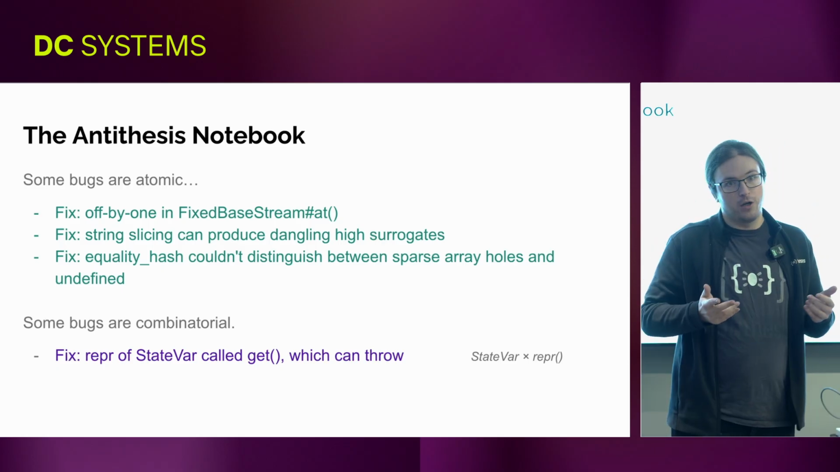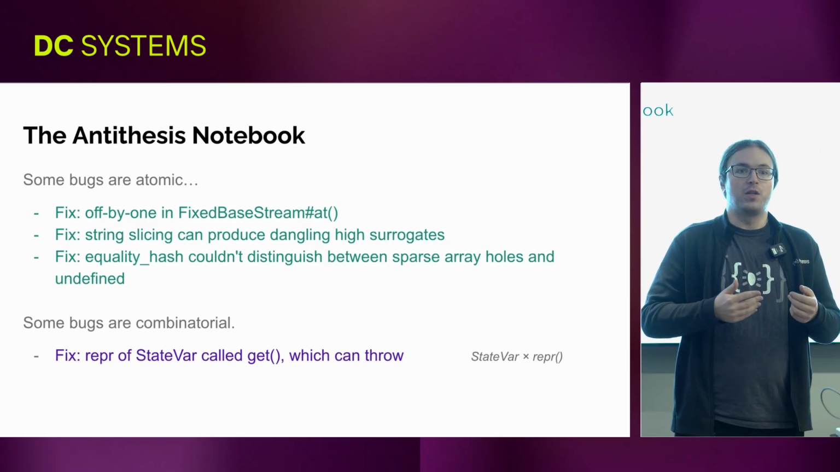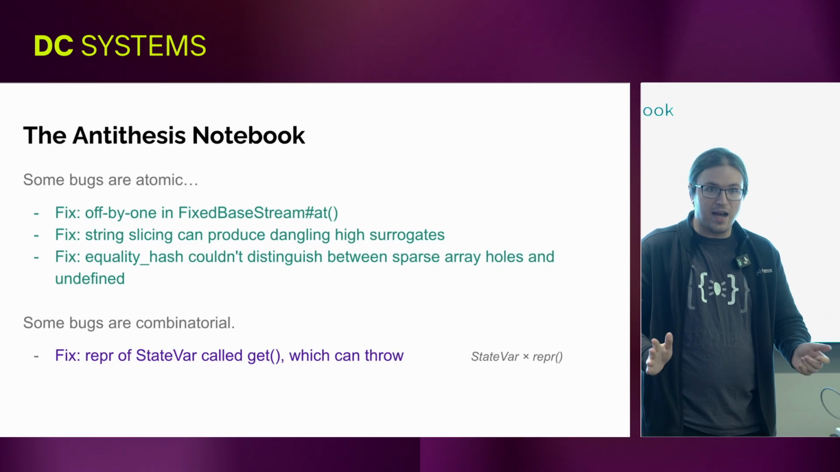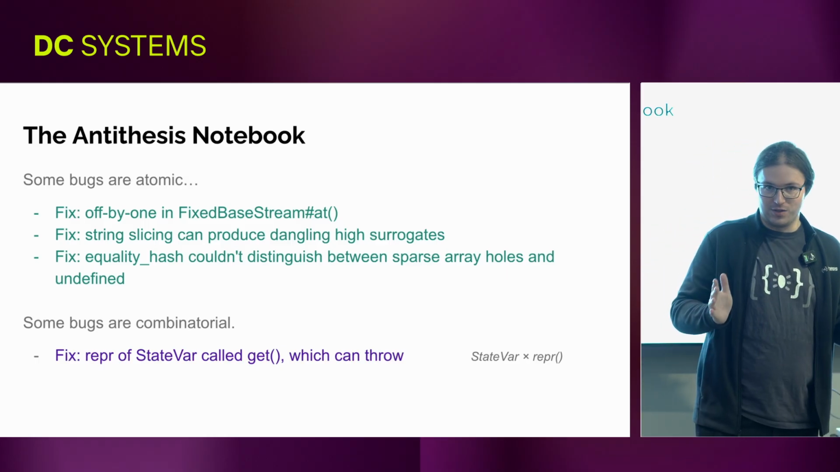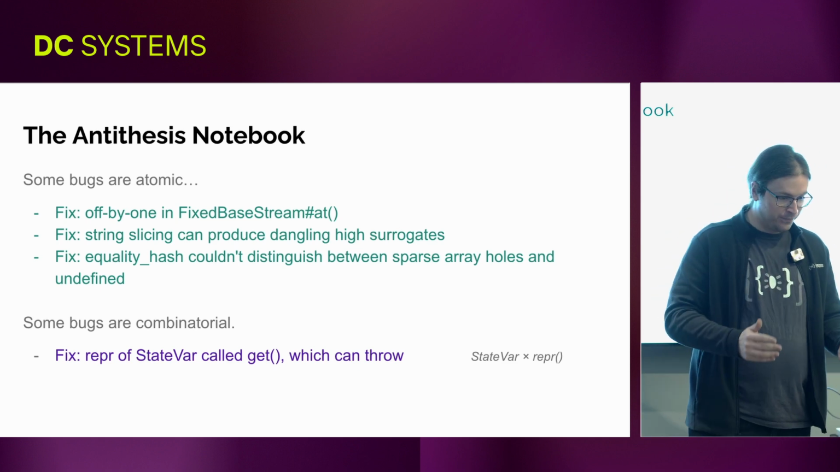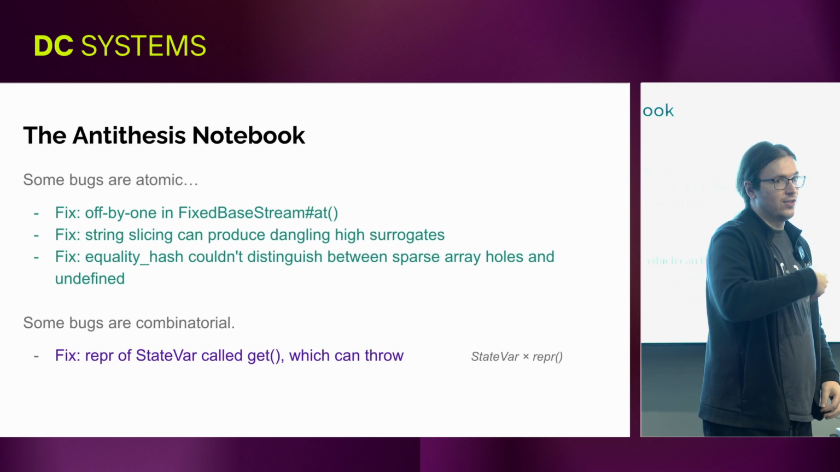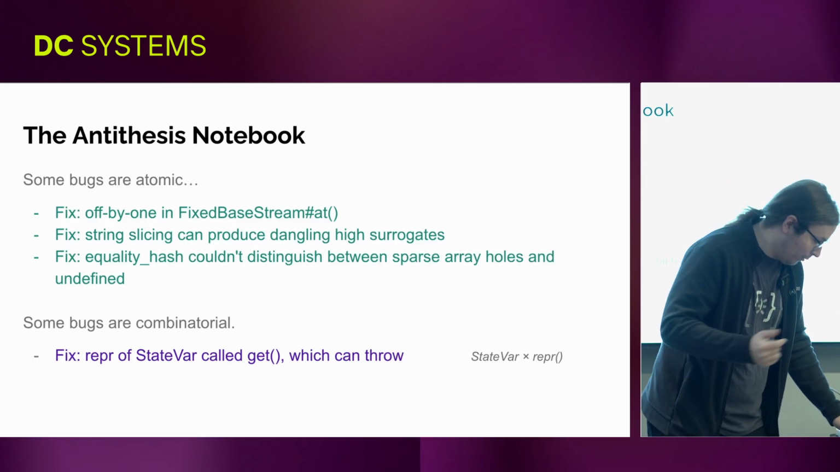Repr is our, as I said, general purpose printer. And one of the invariants it wants to maintain is that no matter what kind of crazy object you give it, it could be an array that contains itself 100,000 times, it has to do something sensible with it, and it has to never throw. So repr's way of calling state var, calling get, is a problem because it means repr can throw.